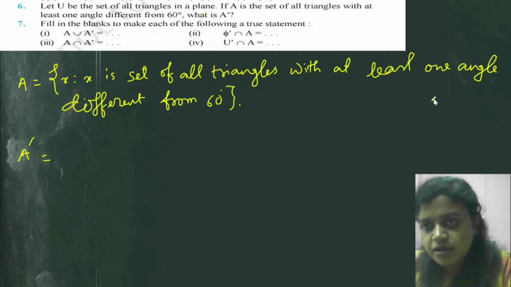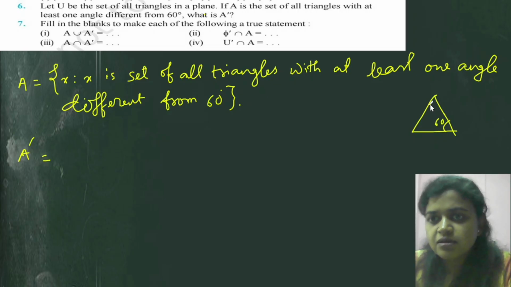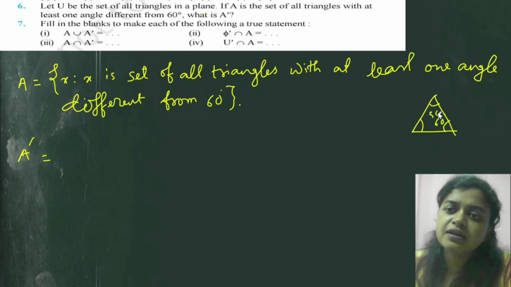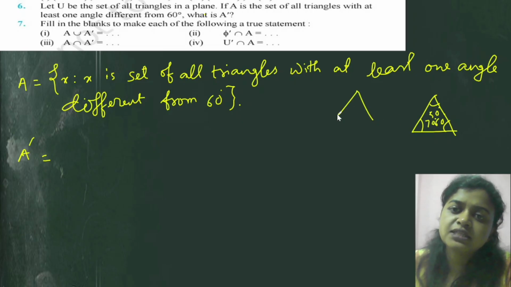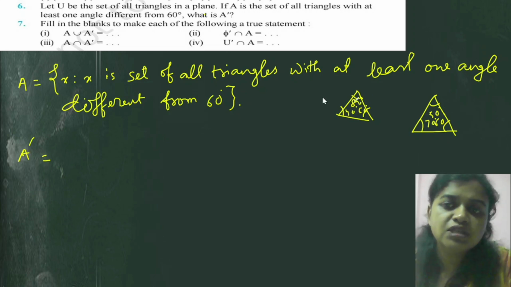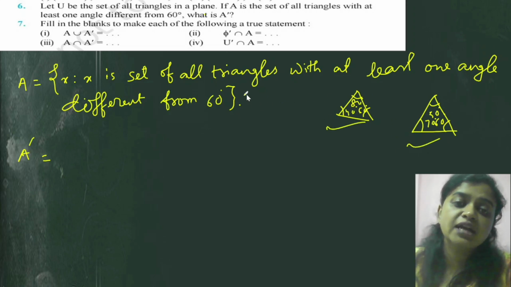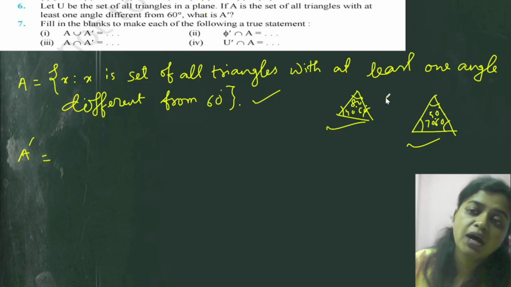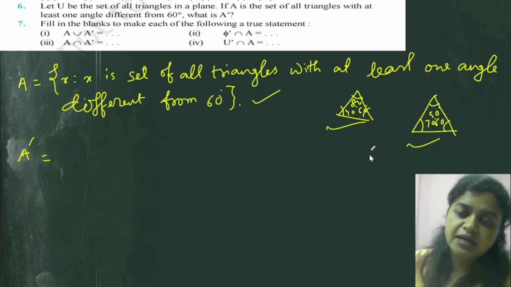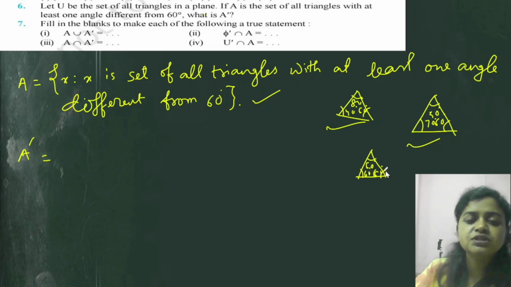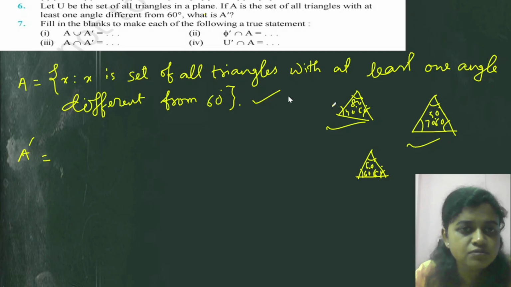So let us understand here. So suppose a triangle with at least one angle different from 60, the angles could be 50, 70, and 60. Or it could be 80, 40, like this. So these are all the triangles which satisfy this property. Set of all triangles with at least one angle different from 60 degrees. But if I say 60, 60, 60, all 3 angles are 60, so this is not satisfying this statement.